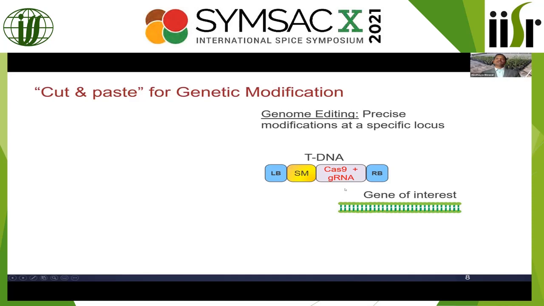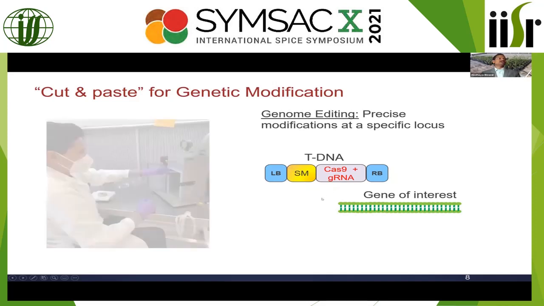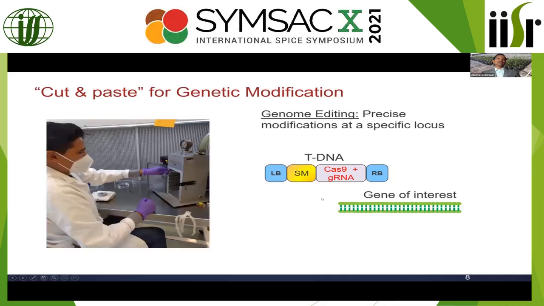So the delivery of the tools works exactly like transgenic technology. You have a guide RNA gene and a Cas9 enzyme gene, and these two have to be combined with a marker gene, like in transgenic technology, so that we can select the transformed plants. This can be transformed using the biolistic gene gun method, or you can use Agrobacterium-mediated transformation.